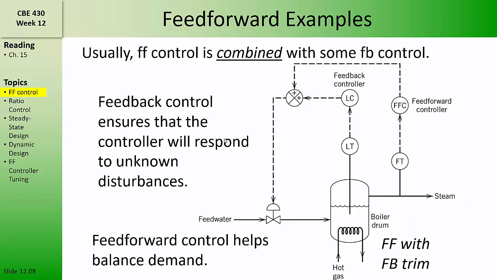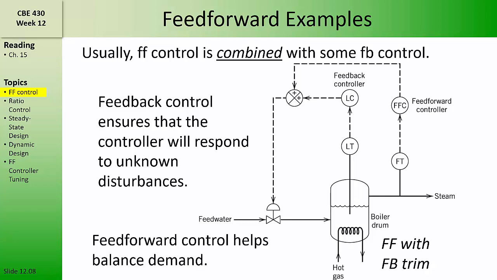Usually, feed-forward control is combined with some form of feedback control, where the feedback control ensures the controller will respond to unknown disturbances. One very common way to combine feed-forward control with feedback control is what we call feed-forward control with feedback trim. In this scheme, the signal from the feed-forward controller is added to a signal from a feedback controller, and the sum of that signal is sent to the control valve.